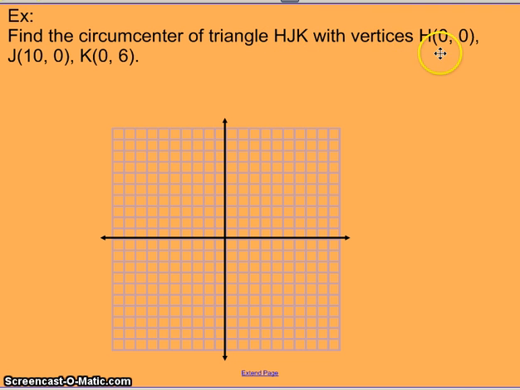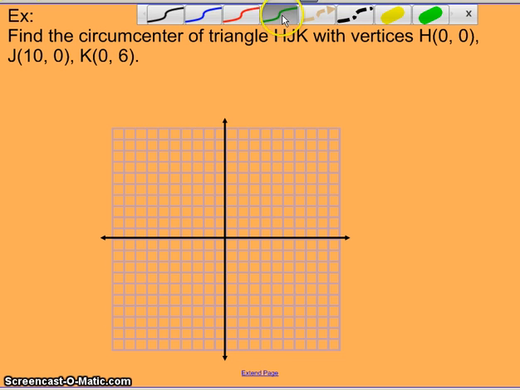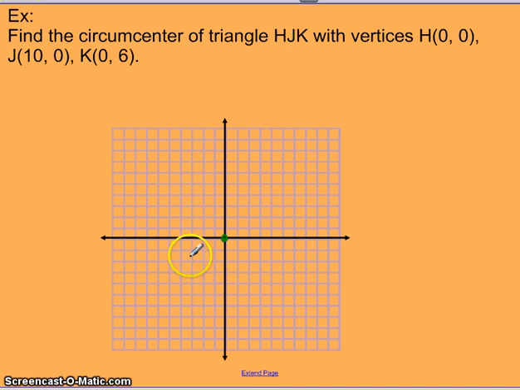All right, find the circumcenter of the triangle HJK with the vertices 0, 0. I'm going to go ahead and mark these vertices on the graph down here. That's H. Let's see, then I've got a 10, 0, which is J. And then I've got a 0, 6, 1, 2, 3, 4, 5, 6, which is K.